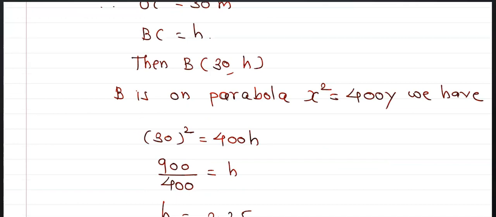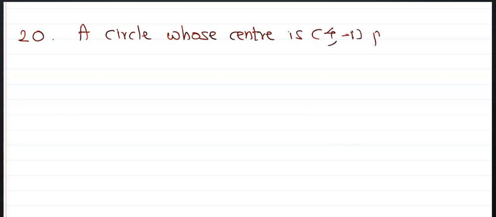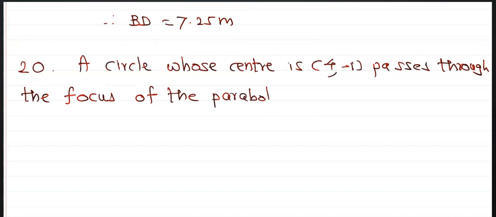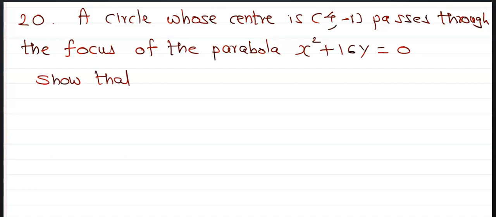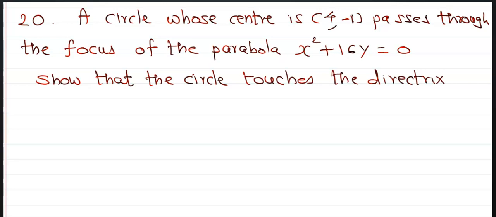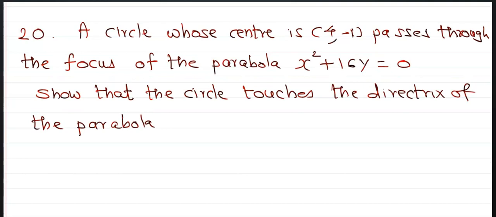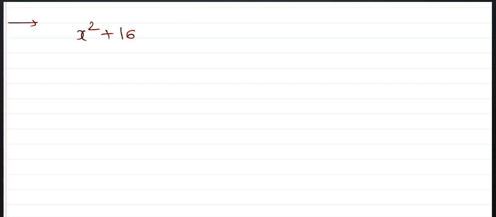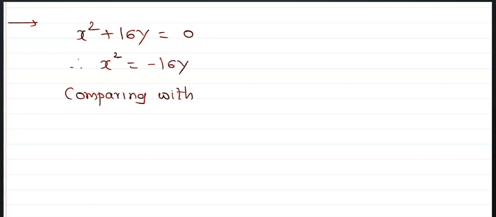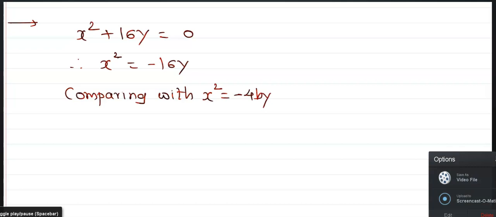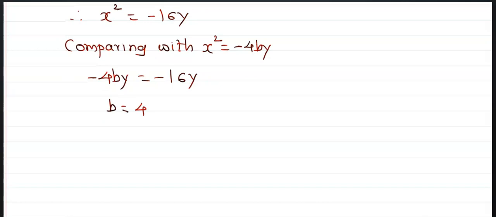Now the last problem. Some problems are very tough. That's why you have to study more and more, to see it a number of times. A circle whose center is (4, -1) passes through the focus of the parabola x square plus 16y is equal to 0. Show that the circle touches the directrix of the parabola. Now the parabola is x square is equal to minus 16y. Comparing it with x square is equal to minus 4by, the value of b is 4.